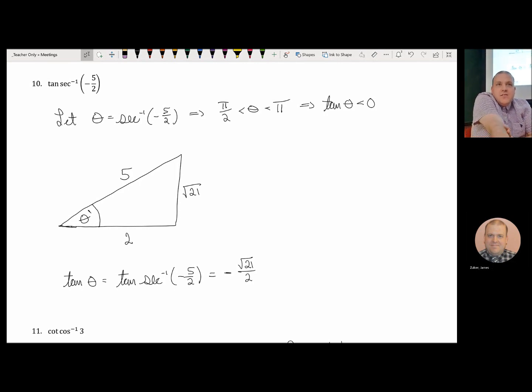Does that make sense? It made sense, yeah. And that, again, is why trig is sexy. Any other questions?